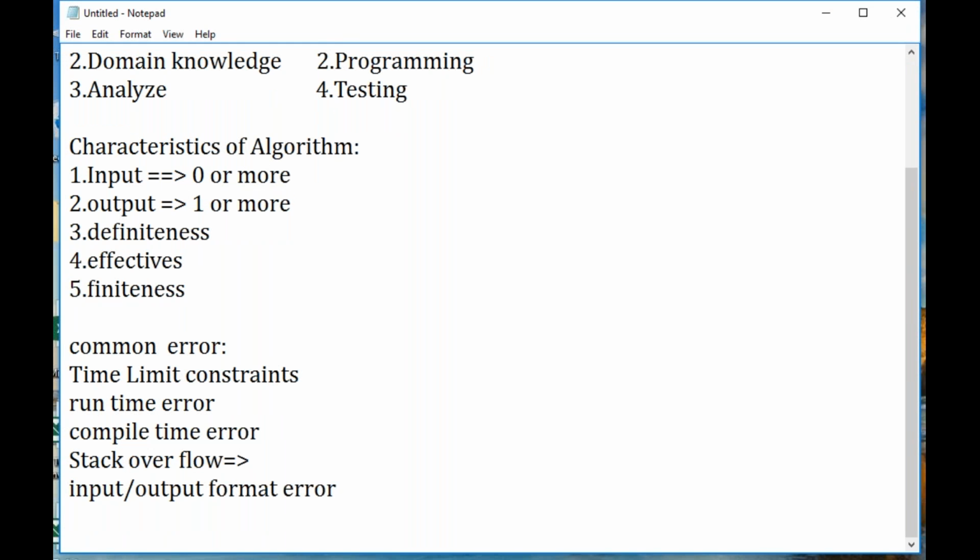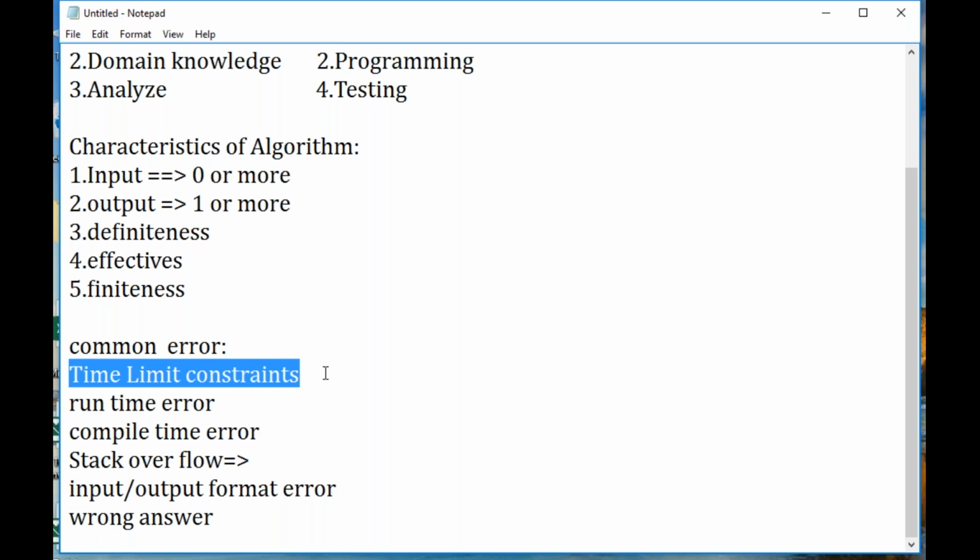Okay, and what else? Wrong answer. These are the common errors you might have faced when writing a competitive exam, where your program will be right sometimes and your answers also will be right. Whatever the questions they are given and whatever answer they are expecting, everything will be right. But what happened, you'll be facing this error.